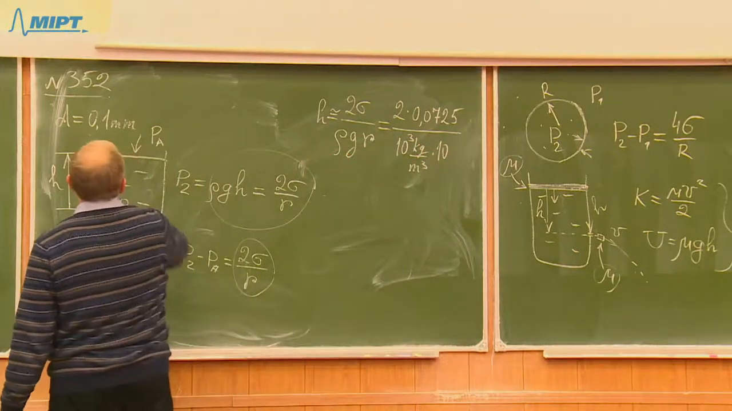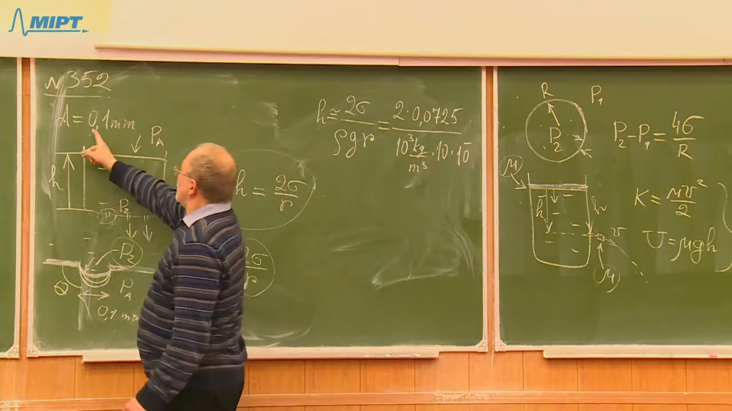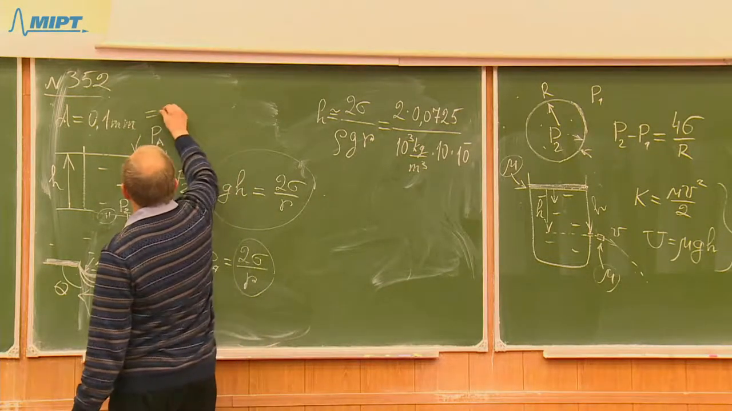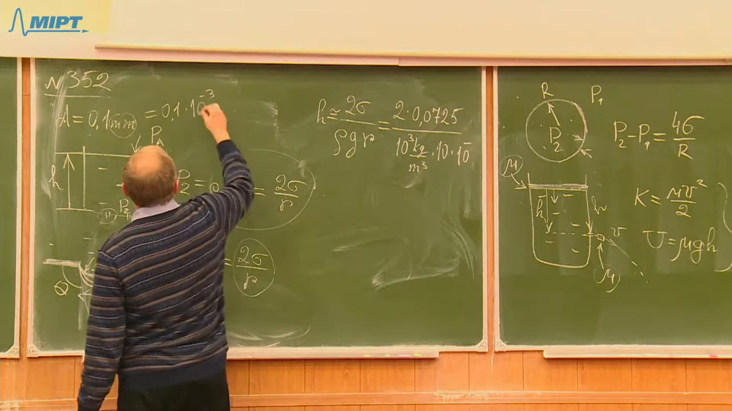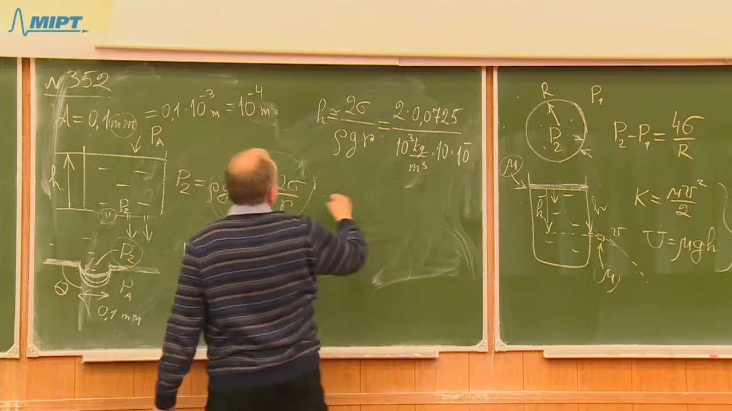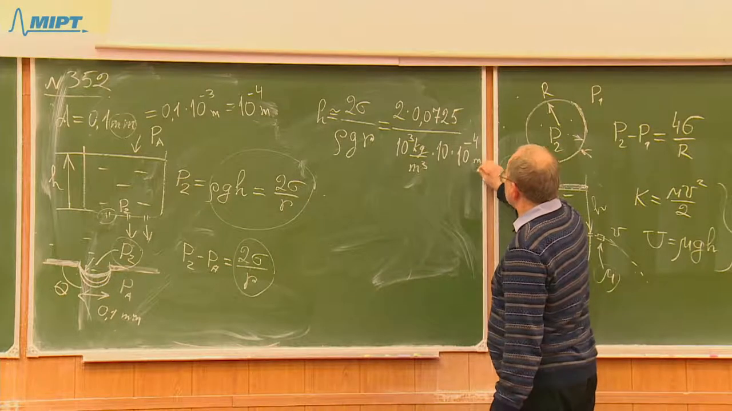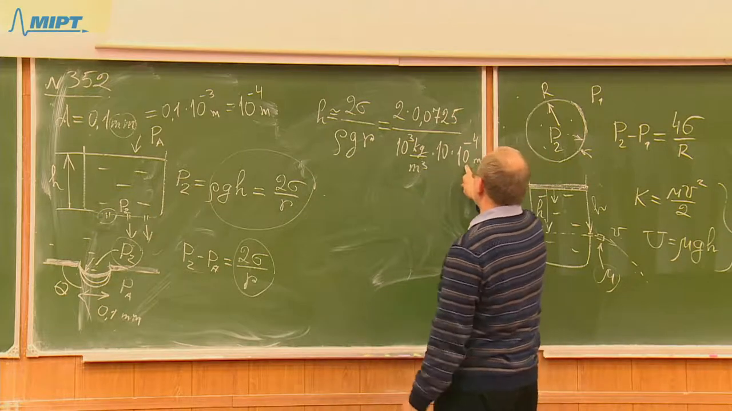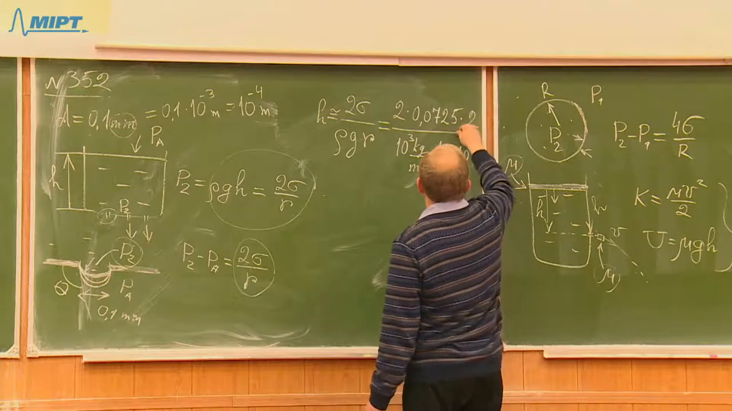Radius is half the diameter, and the diameter is 0.1 millimeter, and 1 millimeter is 10 to the minus 3 power of meter. So all this will be 10 to the minus 4 meters. That is the diameter, and we need the radius. The radius is twice as small as the diameter, so we have to divide this figure by 2, and 2 will go to the denominator of this formula.